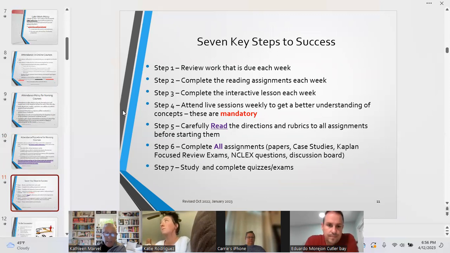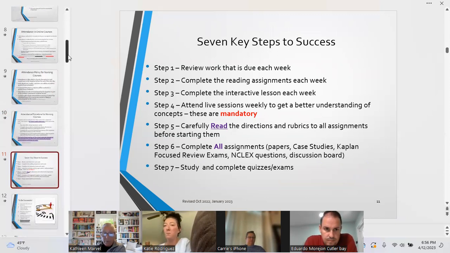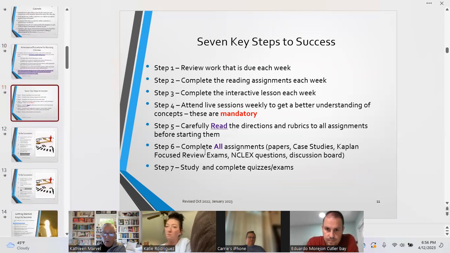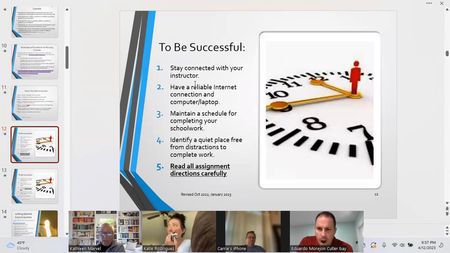You should already be practicing these 7 keys to success. Review the work, see what's due, complete the work, turn it in on time. To be successful, stay connected with me, have a reliable internet, maintain your schedule. This is a tough term for you guys. I fully acknowledge that with 3 classes, 2 of those classes have labs, clinicals, and sims. If you ever needed to put your time management skills and organizational skills in play, it's this term.